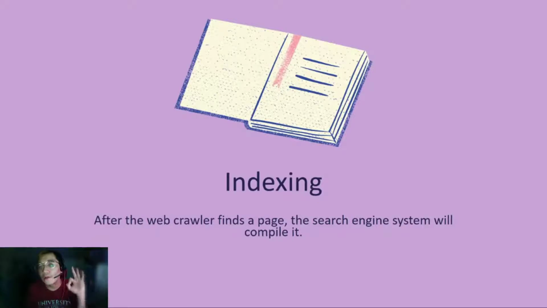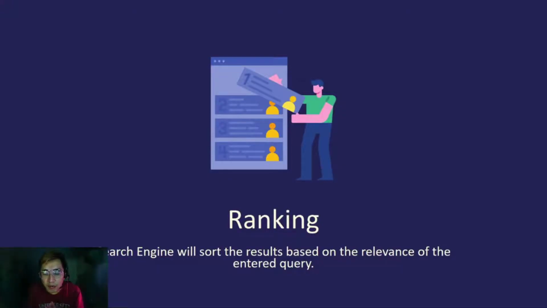After the search engine has compiled it on a single bookshelf, the ranking process will begin. The search engine will sort the results based on the relevance of the entered query. Different search engines have their own kind of algorithm, so the results will probably be different for each browser.